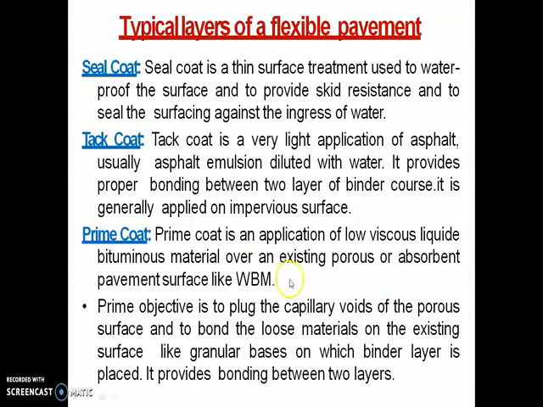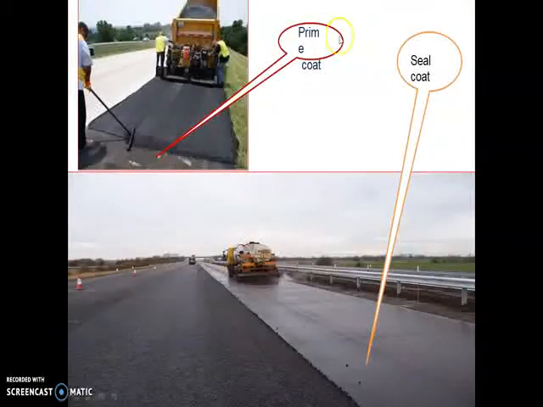Okay, I have to show this is the prime coat. Before paving, before you complete your flexible pavements, you have to apply the prime coat. Okay, next one, seal coat. It should be smooth. Okay, the surface should be smooth.